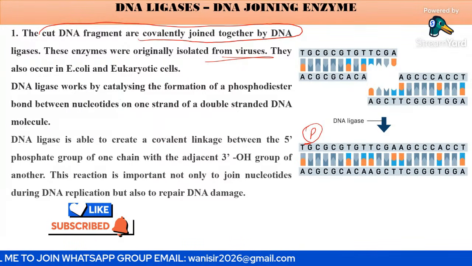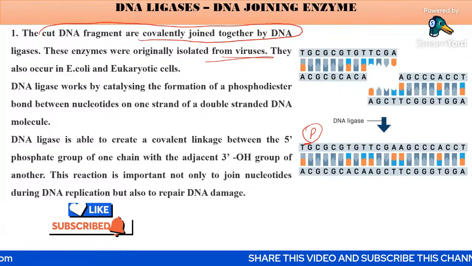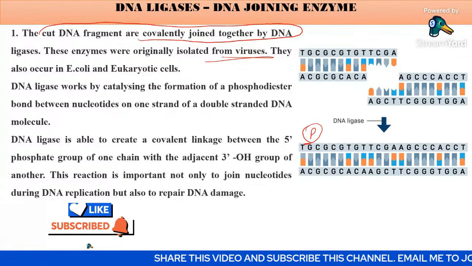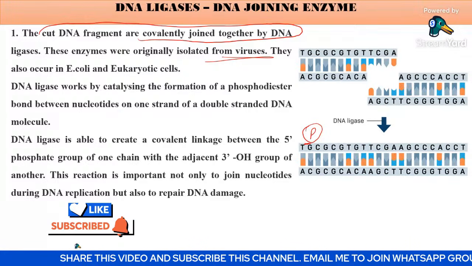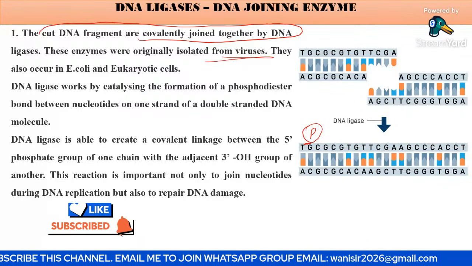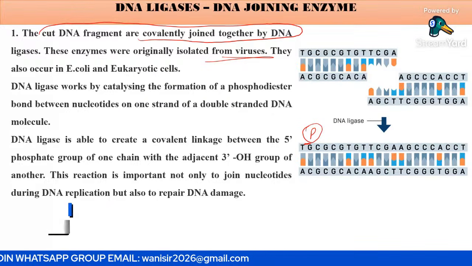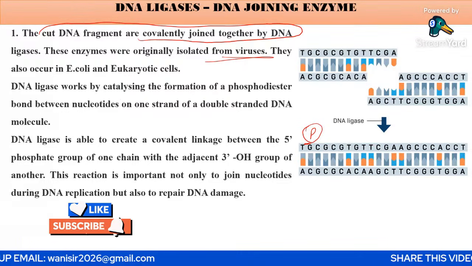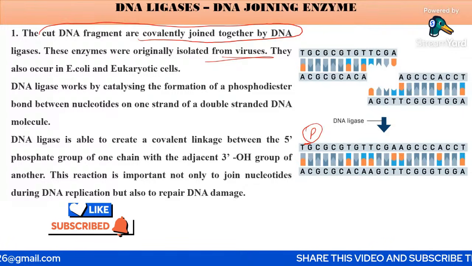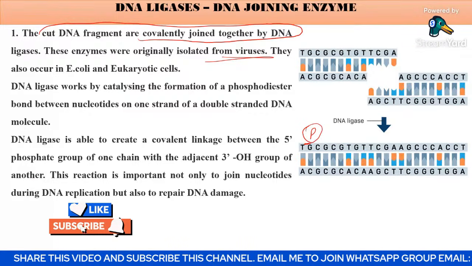So DNA ligase is able to create a covalent linkage between the 5' phosphate group of one chain and the adjacent 3' OH group. This covalent linkage helps in the formation of the bonds, and through this the cut DNA is joined together. The reaction is important not only to join the nucleotides during replication, but also to repair DNA damage. If there is DNA damage, DNA ligases help in the joining of the two DNA.